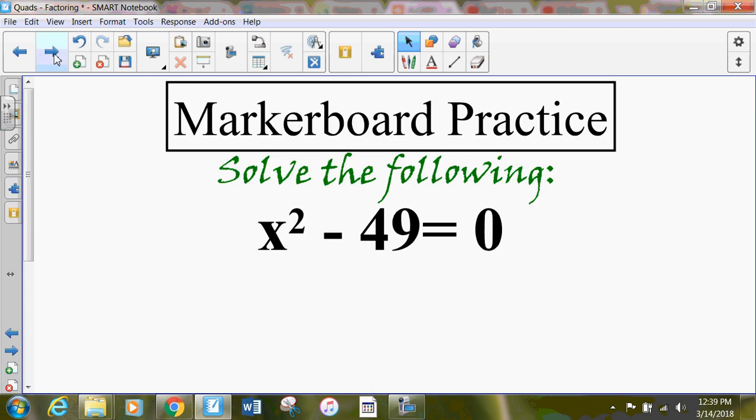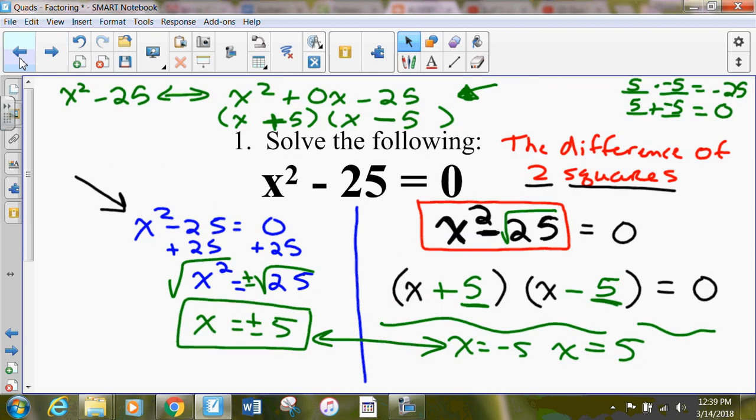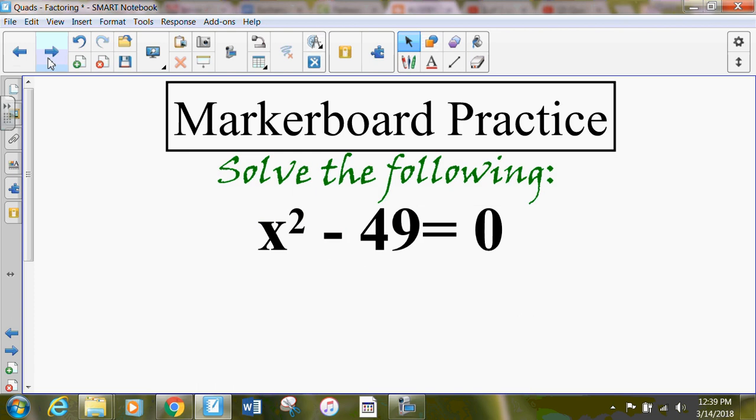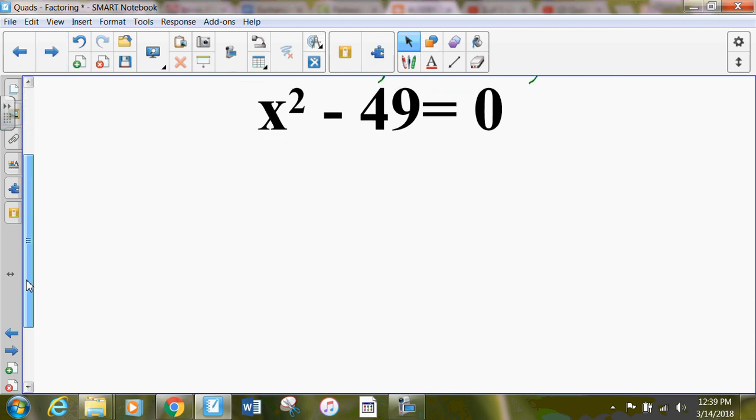All right, let's see, which way am I going here? Oh, look at that. I have 1 problem and 2 marker board problems. All right, that's good. Go ahead and pause and then come on back.